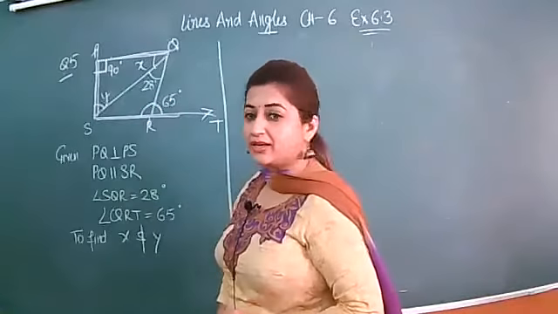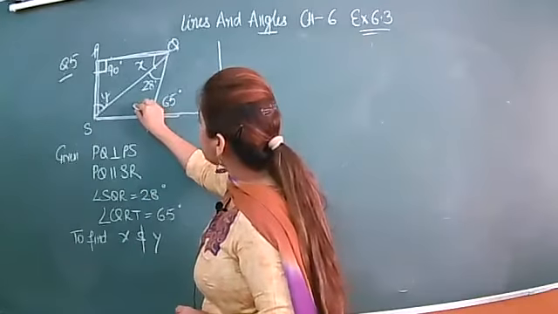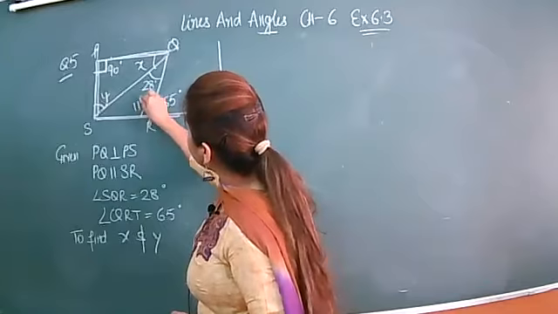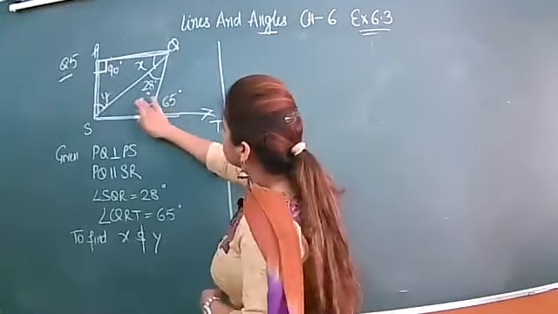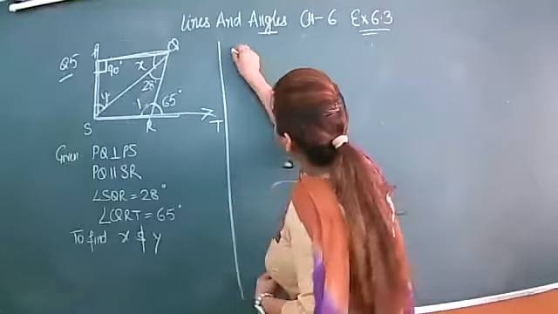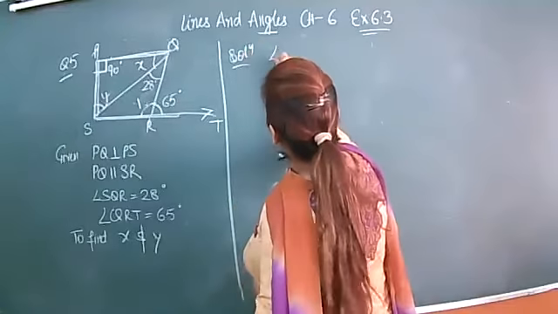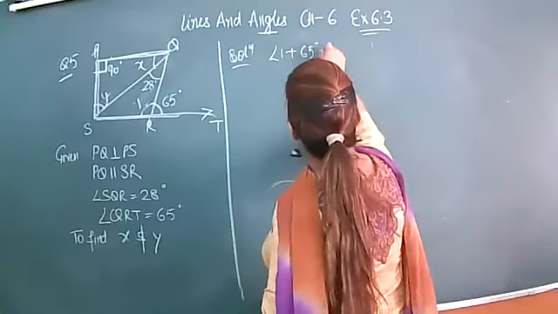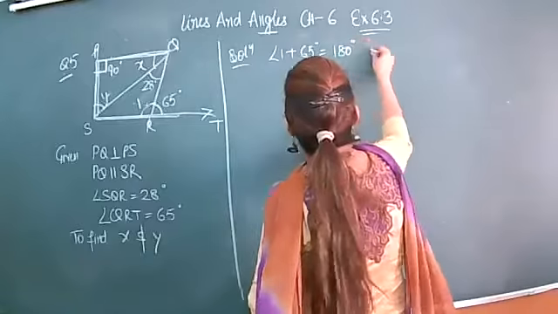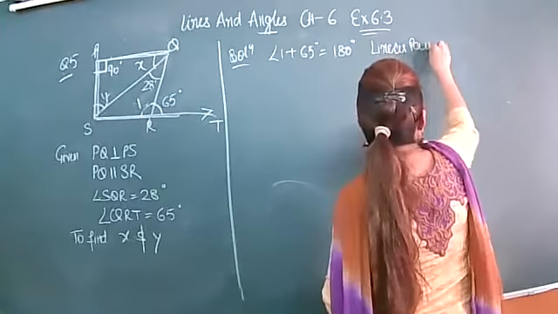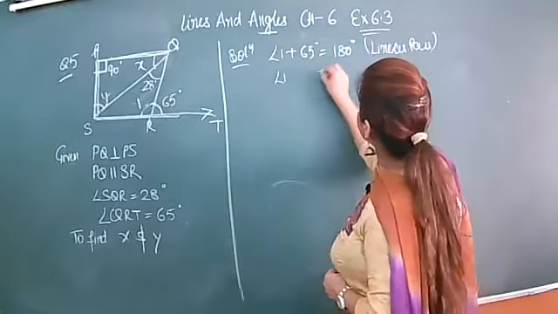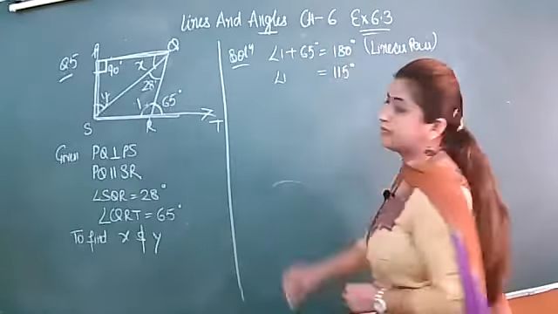You can find this angle, and this angle will be 115 by linear pair. So give this as angle 1. So in the solution, angle 1 plus 65 is equal to 180. That is linear pair. So angle 1 is 115.